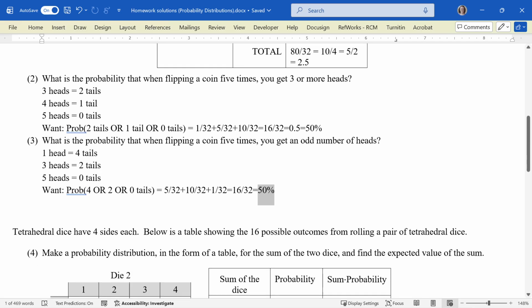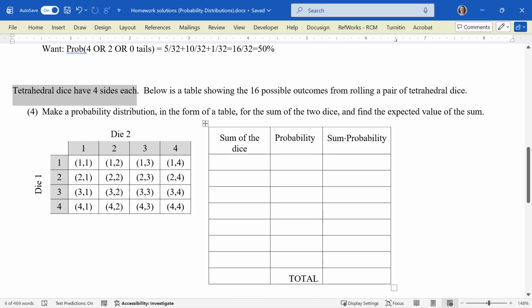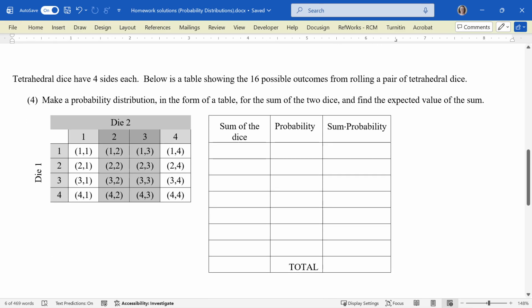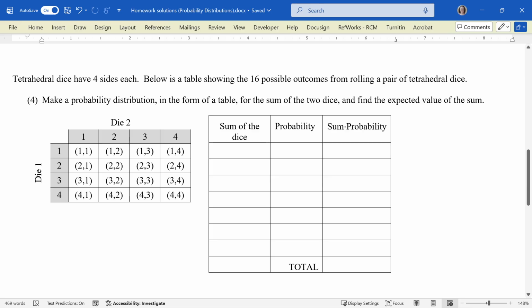Okay, let's do the next section. Tetrahedral dice have 4 sides each. A tetrahedron is a pyramid with a triangular base, so it has 4 sides. And here is a table showing the 16 possible outcomes from rolling a pair of tetrahedral dice. So they only go from 1 to 4 instead of 1 to 6. Make a probability distribution in the form of a table for the sum of the 2 dice and find the expected value of the sum.